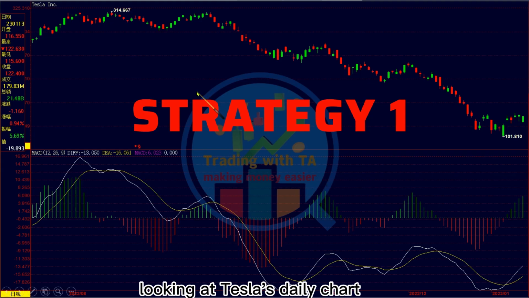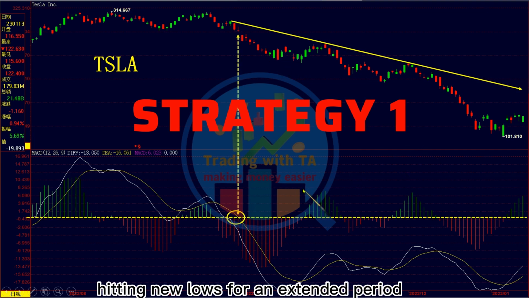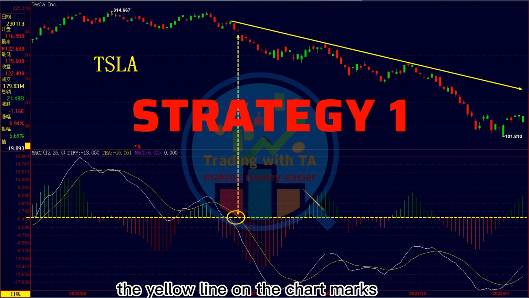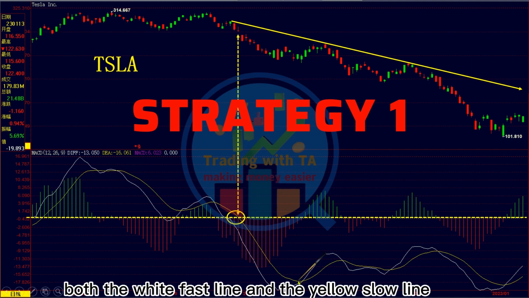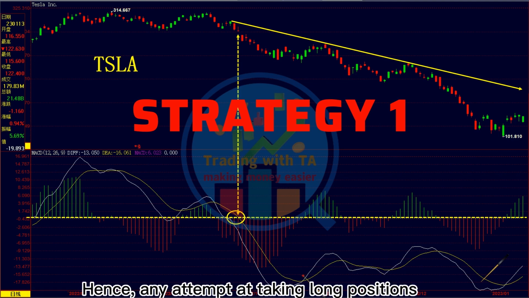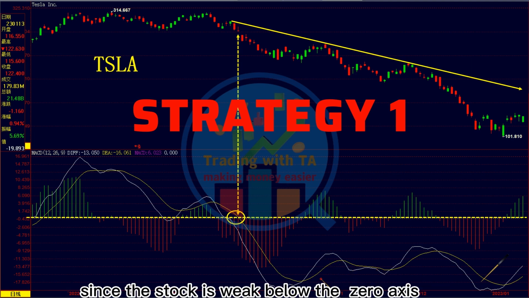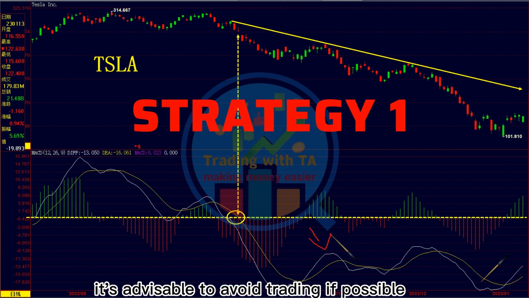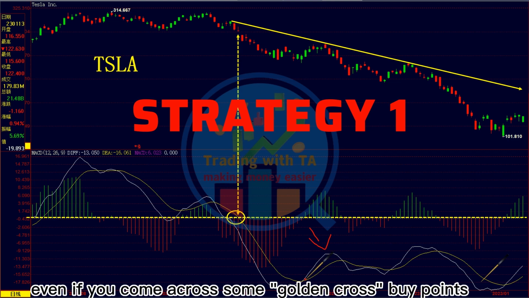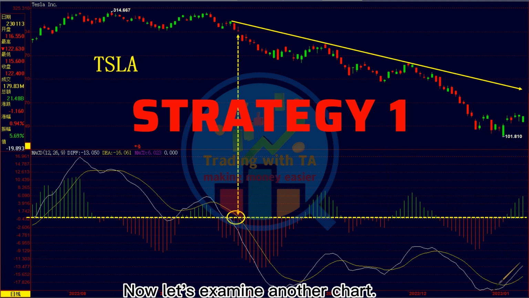Looking at Tesla's daily chart, it's evident that the stock has been in a continuous downtrend, hitting new lows for an extended period. The yellow line on the chart marks a crucial dividing point. From this day onwards, both the white fast line and the yellow slow line have remained below the zero axis. Hence, any attempt at taking a long position in the coming months may result in significant losses since the stock is weak below the zero axis. It's advisable to avoid trading if possible. Even if you come across some golden cross buy points, exercise caution as the stock is in a weak position below the zero axis. Now let's examine another chart.